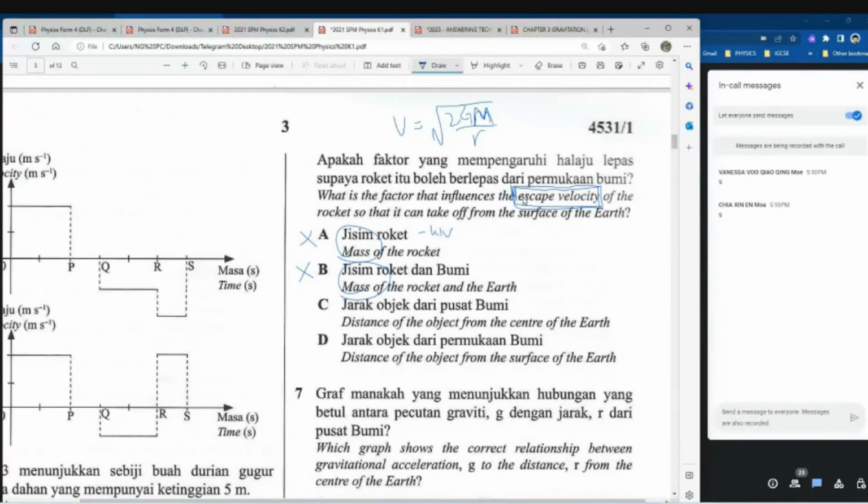Then the distance of the object from the center of the Earth. Compared to the other option, this is the distance of the object from the surface of the Earth. So there's a difference in terms here: the center of the Earth and the surface of the Earth. Here is the r. r always refers to the center of the Earth. Remember, the distance r is center to center between the two objects. It's not based on the surface. So once it mentions the surface, that option will be a wrong answer. So in the end we have the answer C. This is how we solve this problem.